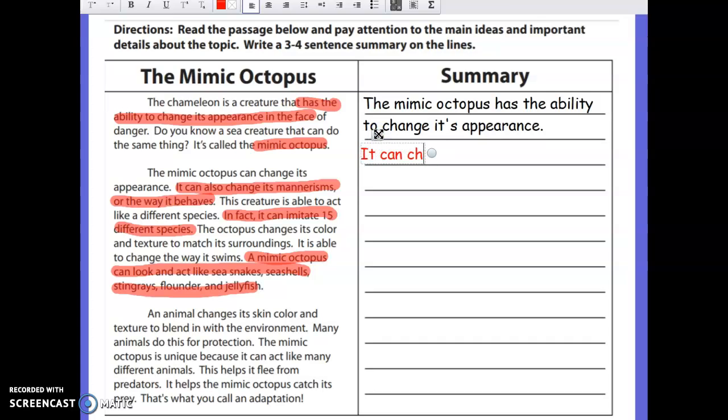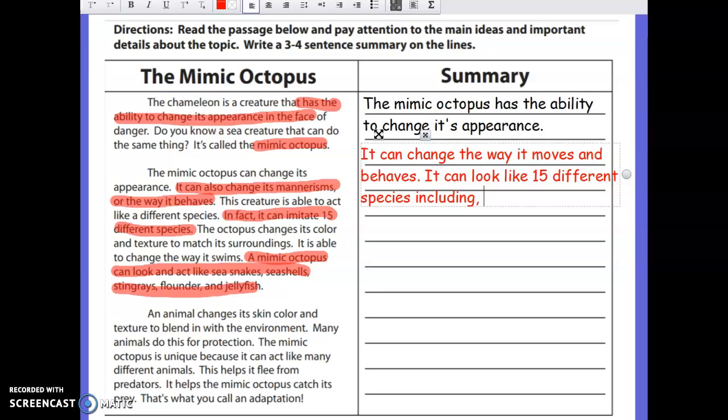It can change the way it moves and behaves. It can look like 15 different species, including sea snakes, seashells, stingrays, flounder, and jellyfish. So as you see, I kind of took those things that we said were important. I put them in my own words, kind of combined some sentences.